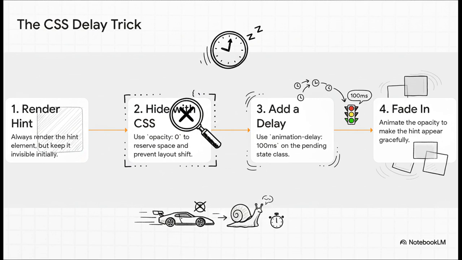And this is just brilliant. It's an elegant solution provided right in the Next.js docs. To stop layout shift, you always render the indicator, but you just keep it invisible with opacity 0. To solve that flash, you add an animation delay of about 100 milliseconds. What this does is the indicator will only show up if the navigation is actually slow enough to need it. For those quick navigations, the whole thing finishes before the animation even has a chance to start. It's a simple, pure CSS trick that makes the UI feel so much more polished.